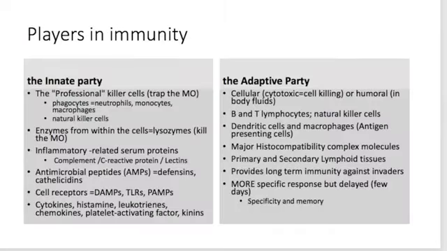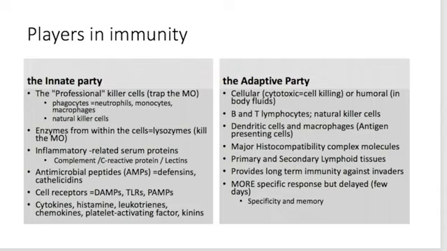So if we look at who is involved, those major players, we have professional killer cells for the innate party, and they trap the microorganism. Those are phagocytes that are neutrophils, monocytes, macrophages. Natural killer cells are also there in the beginning. We also have ways to kill the microorganism once we trap it, and that's that lysosomal pathway that we already talked about back in cellular biology.